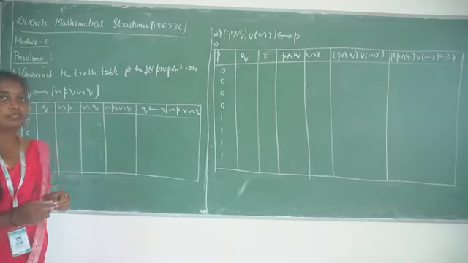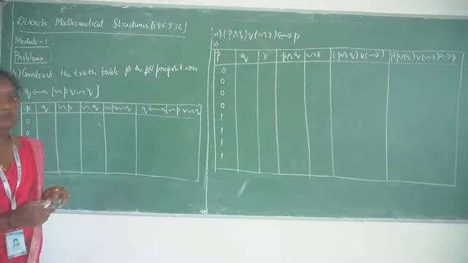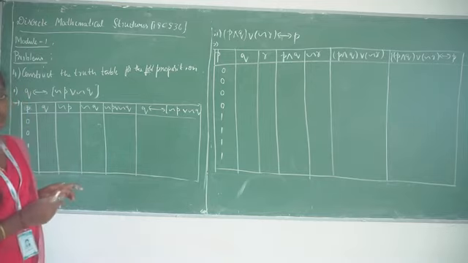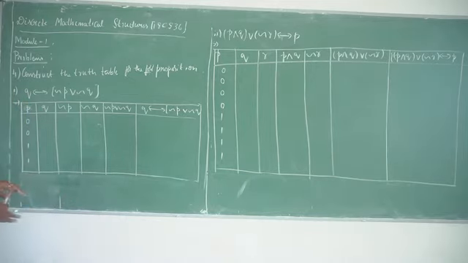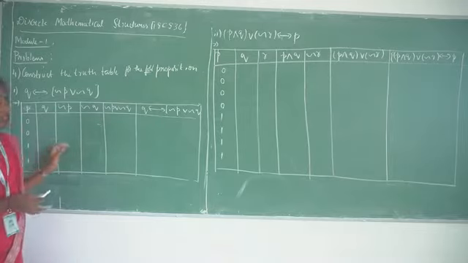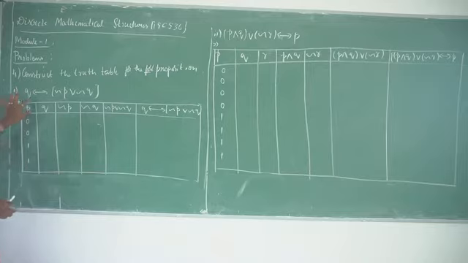Hello all. So in the previous class I have explained some problems on fundamentals of logic. So let us start solving the next problems, based on truth tables. The next problem is: construct the truth table for the following proposition.